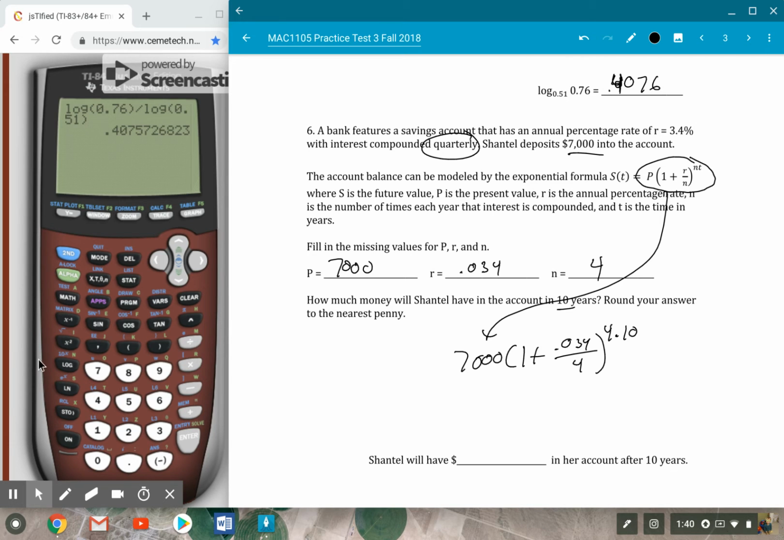And so I'll just calculate this on my calculator over here. So we'll go 7,000 in parentheses 1 plus 0.034 divided by 4. I'll close the parentheses like the formula does and then raise it to that power. That 4 times 10, well, that's just 40. So I can enter that in, and there's my amount. It'll be $9,820.51 in 10 years.